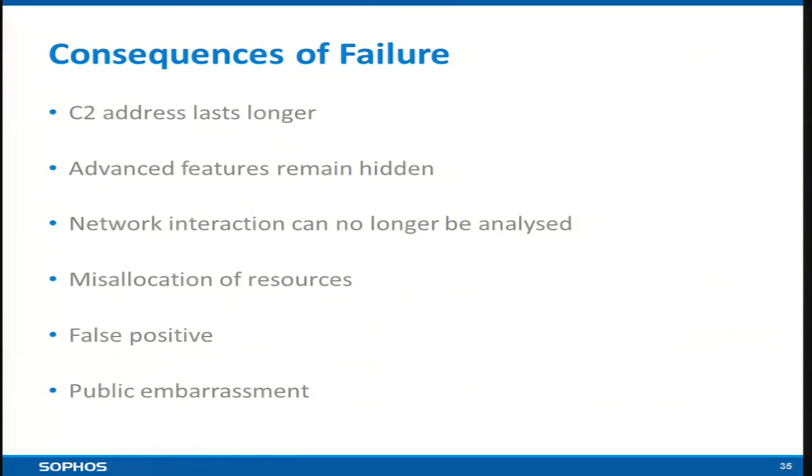And some of the advanced features of the malware might remain hidden, particularly if we're unable to download extra components or we're unaware that extra components exist. And we might not be able to analyze the network interaction anymore. So this is if we're blacklisted. The only thing we can do to stop ourselves from getting blacklisted is use a different address that we come from. We have to make sure that one doesn't get blacklisted as well, or we quickly run out of IP addresses that we can use to analyze the threat.